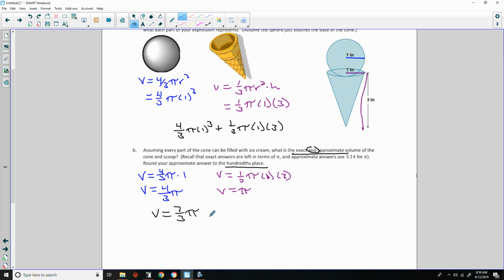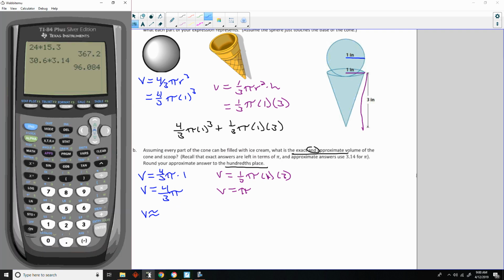Okay, so that's our exact answer. So let me see. It says that they want the exact and approximate volume of the cone and the scoop. So how about I just do the approximate right below first? Let's do that, and then I'll go to the total. So the volume is going to be approximately 4/3 times 3.14. So always put your fractions in parentheses. 4/3 times 3.14. Enter, and I got approximately, and it says round to the hundredth, 4.19.